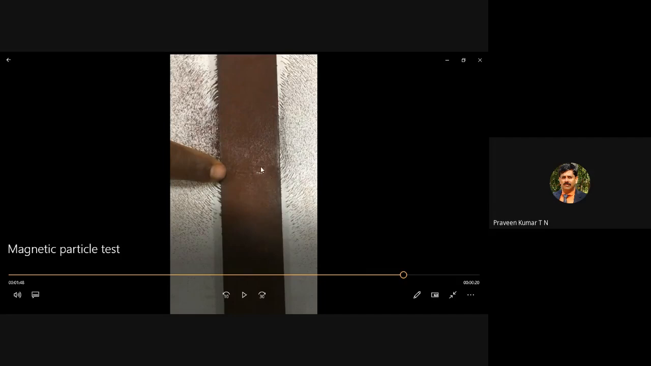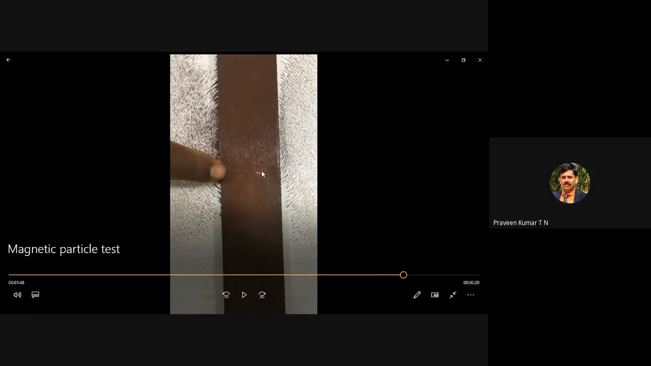We can see here, earlier it is uniformly distributed. Like here also it is uniformly distributed. Here also uniformly distributed. Here a crack is not visible to the naked eye, so that's why you put the powder. Once you put the powder, we can see the disturbance in the powder. Wherever there is a disturbance, it is clearly visible and distinct. In that area there is a crack.